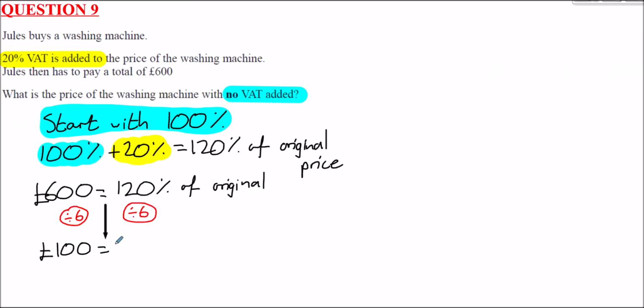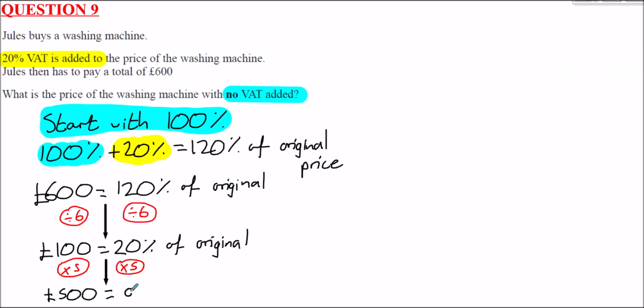120 divided by 6 is 20. So £100 must have been 20% of the original price. Therefore, to go from 20% up to what we need, which is 100%, we can just multiply both sides by 5 now, and then we've got the answer we need. So times both sides by 5. We see that £500 must have been the original price. So our answer we need is £500.